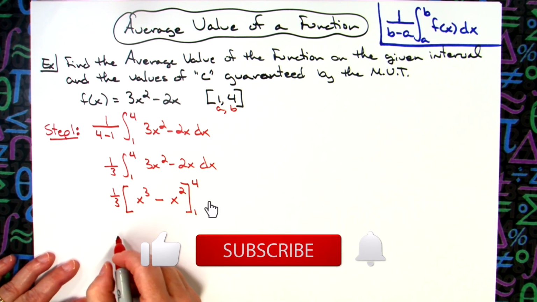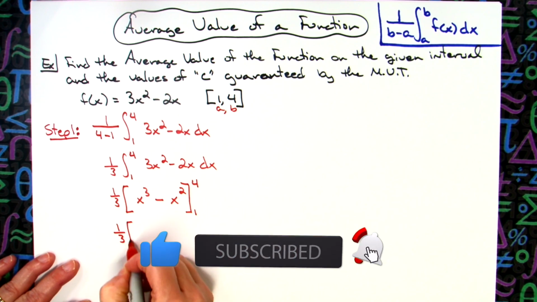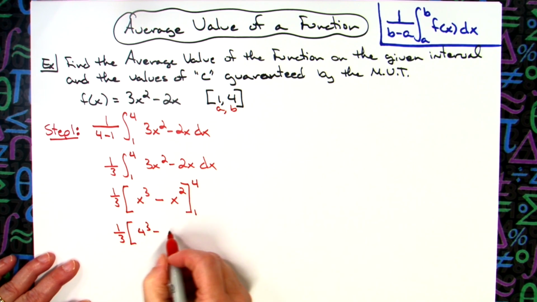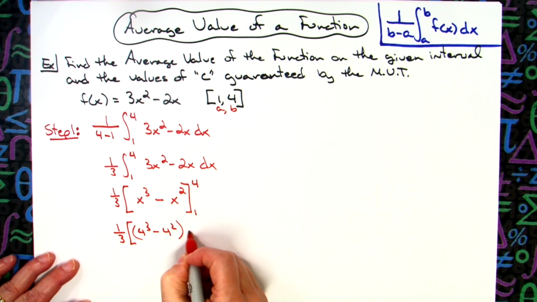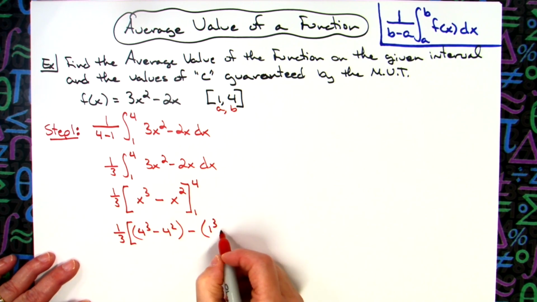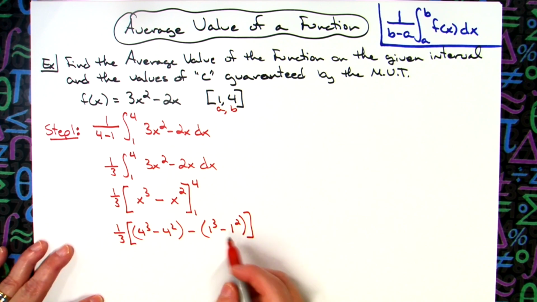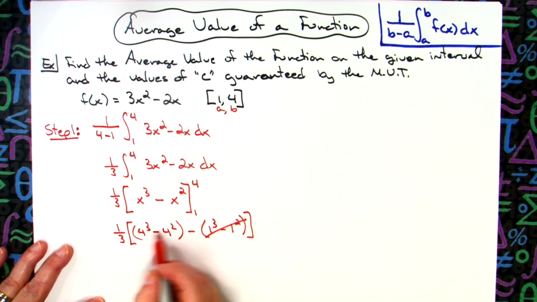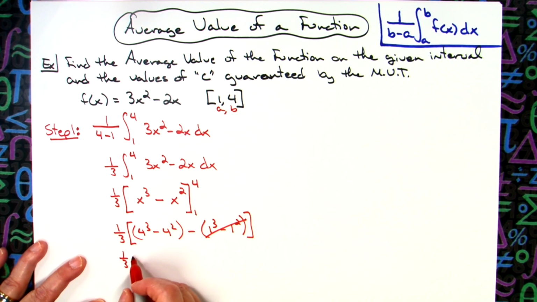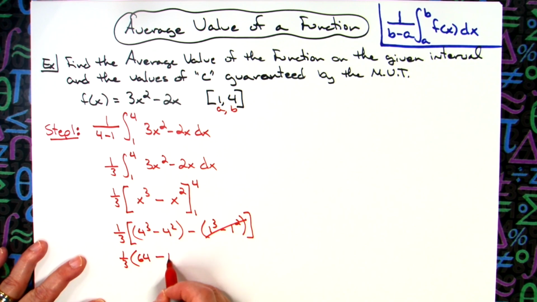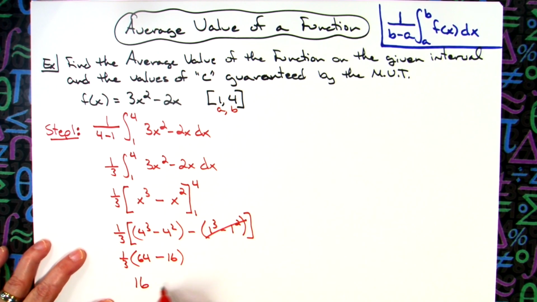Now it's just a matter of going through and evaluating that, so we'll have a 1/3. Plugging in a 4, we'll have 4 to the third minus 4 to the second. Then we will subtract, plugging in the 1, 1 to the third minus 1 squared. All right, doing a little bit of math here. 1 minus 1, this part's going to fall out, so I can just focus on this. I'm going to have a 1/3 times 64 minus 16. 64 minus 16 divided by 3 is going to give me 16 as an overall average value. Okay, so step one, we have found the average value.